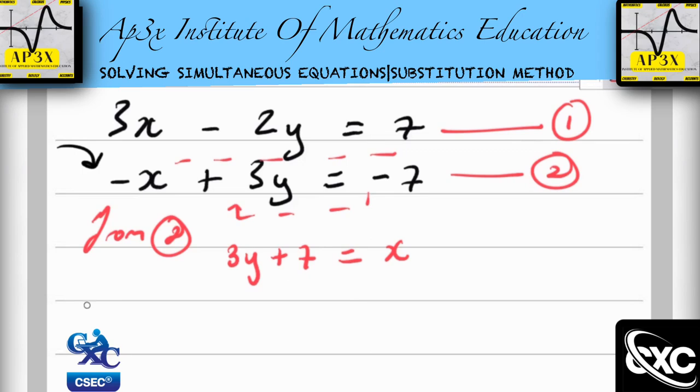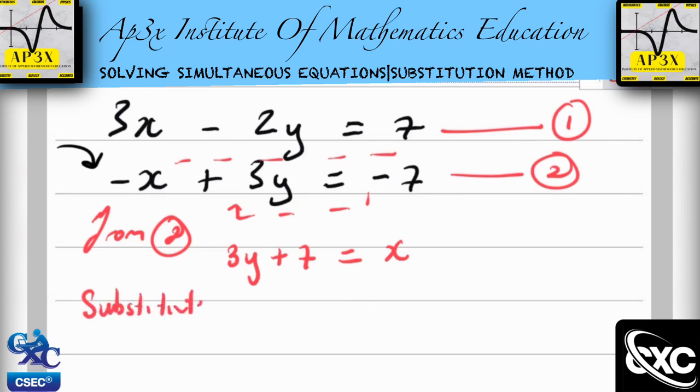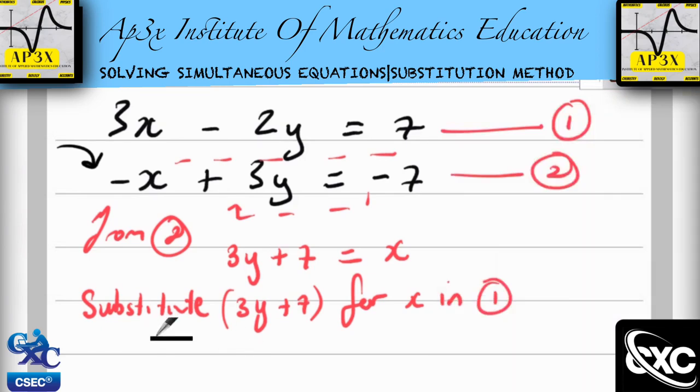All right, so once again I'm going to substitute 3y plus 7 for x in equation 1. So let's do just that. We're going to say in equation 1, wherever I see an x, I'm going to replace that with 3y plus 7. So that's going to be 3 open bracket 3y plus 7 close bracket minus 2y, and that's equal to 7.